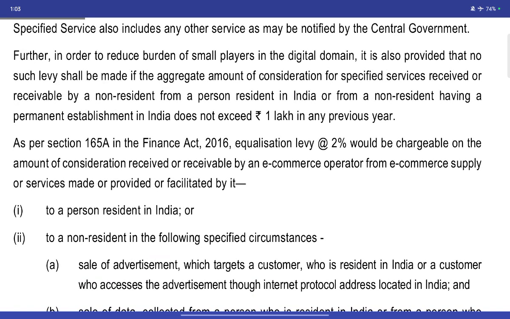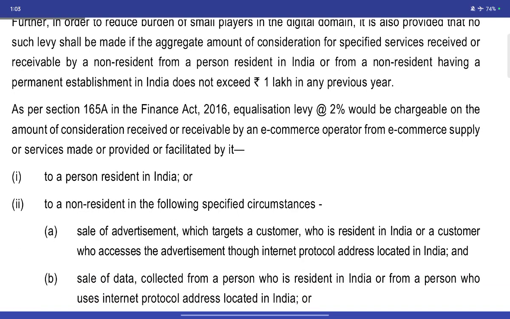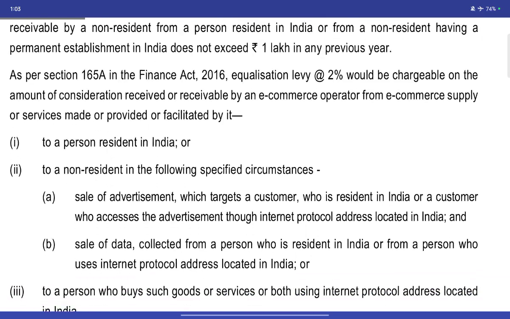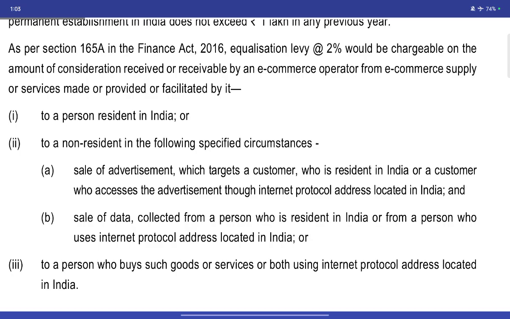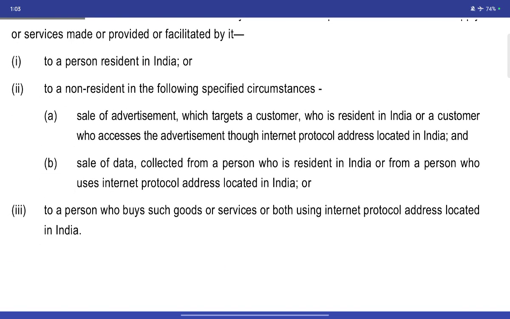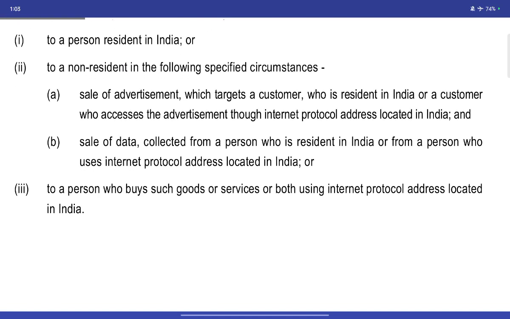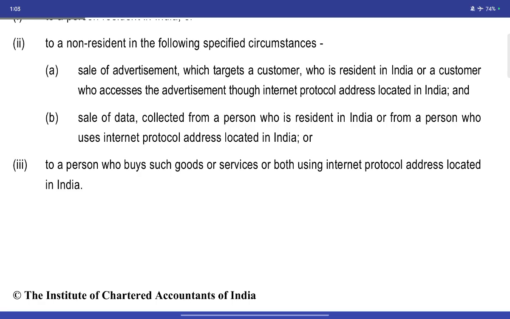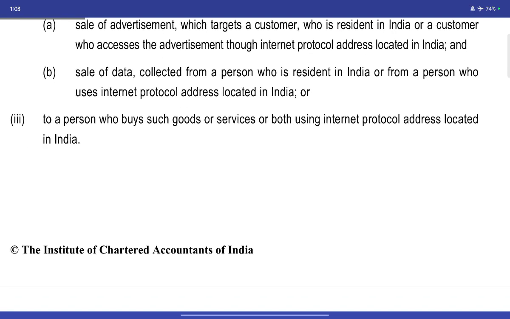In Section 165A of the Finance Act 2016, the equalization levy of 2% will be chargeable on the amount of consideration received or receivable by an e-commerce operator from e-commerce supply or services made or provided or facilitated by it to a person resident in India or a non-resident in the following specified circumstances. The sale of advertisement which targets a customer who is resident in India, or a customer who accesses the advertisement through an internet protocol address located in India, or the sale of data collected from a person who is resident in India or from a person who uses an IP address located in India, or to a person who buys goods or services using IP addresses located in India.